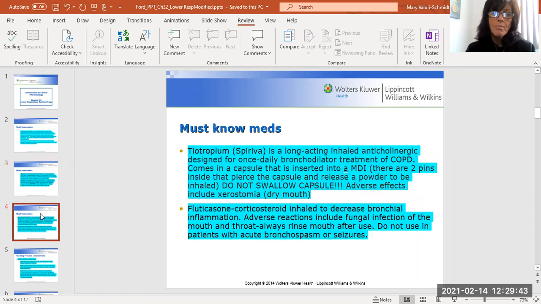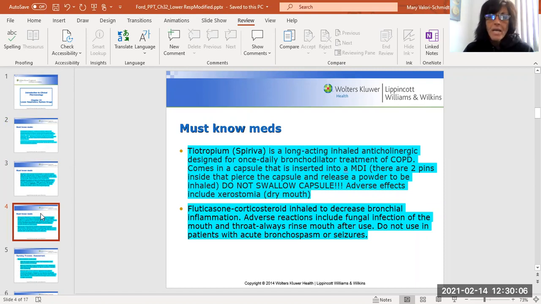Okay. The other ones you need to know, tiotropium, also known as Spiriva. This is a fun drug. It's a long-acting anticholinergic drug, and it's used once daily. It's a bronchodilator. So where albuterol is a short-acting bronchodilator, tiotropium is a long-acting bronchodilator. It's not a rescue inhaler. It's used usually once a day.